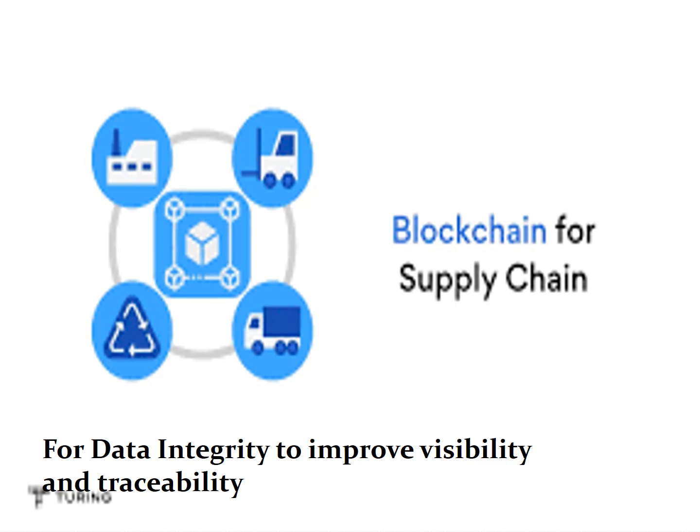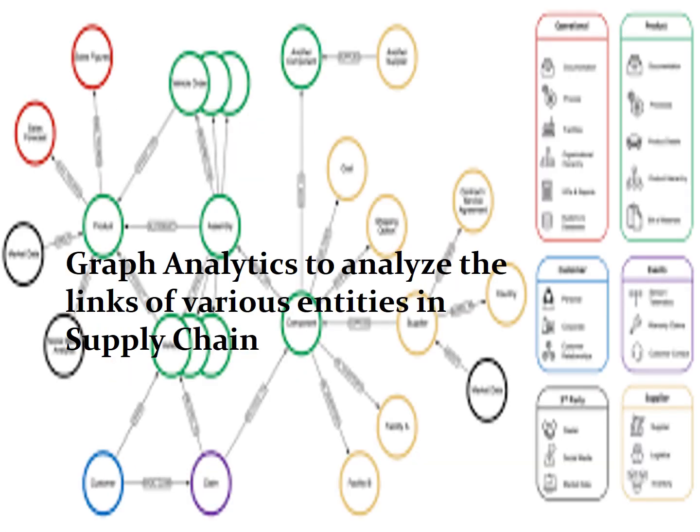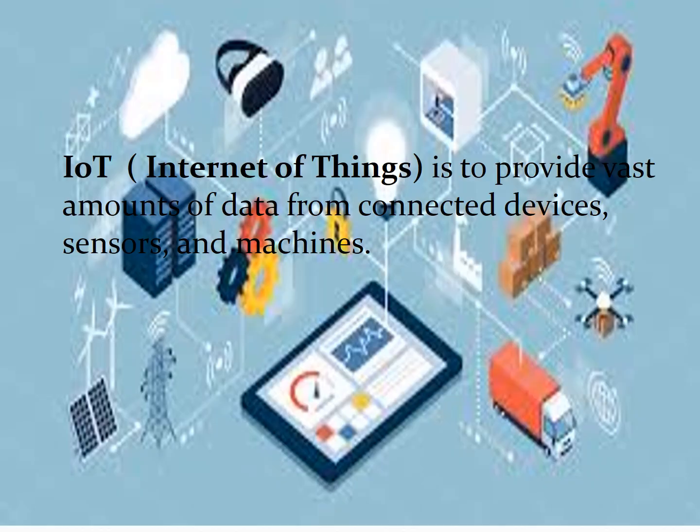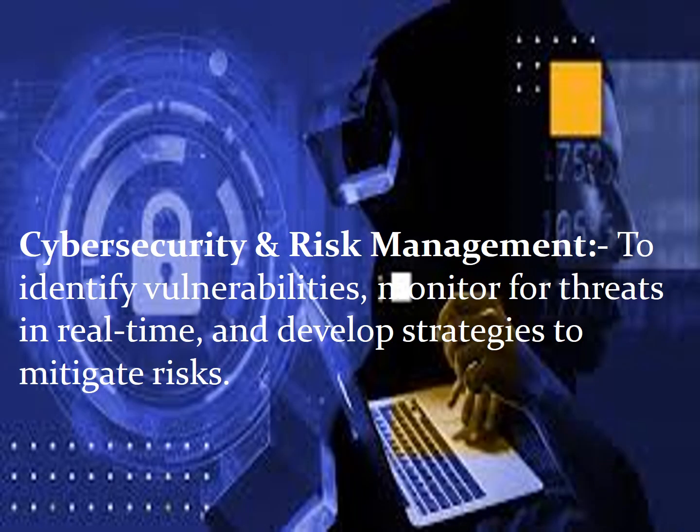Let's now talk about these trends briefly. The first one is blockchain for data integrity. It is to improve visibility and traceability of the transactions in a supply chain. Graph analytics will help us to analyze the links of various entities. Hyperautomation, like its name says, will accelerate supply chain automation. IoT, the Internet of Things, is to provide vast amounts of data from connected devices, sensors and machines in a supply chain.